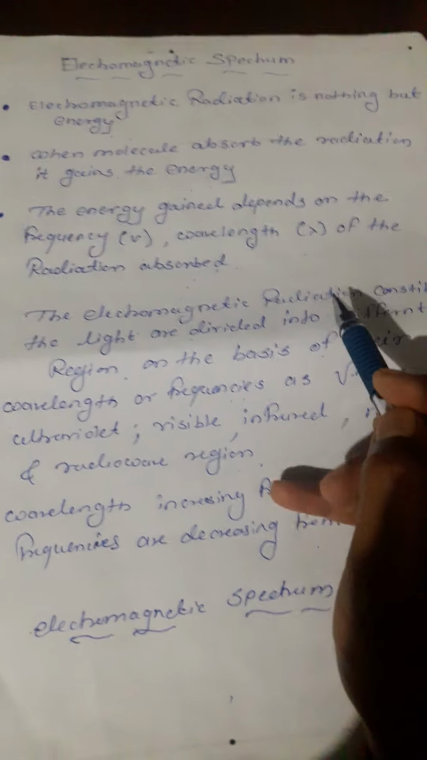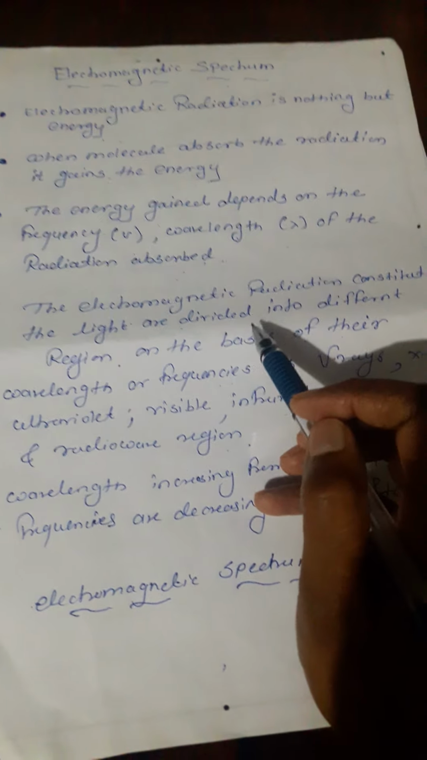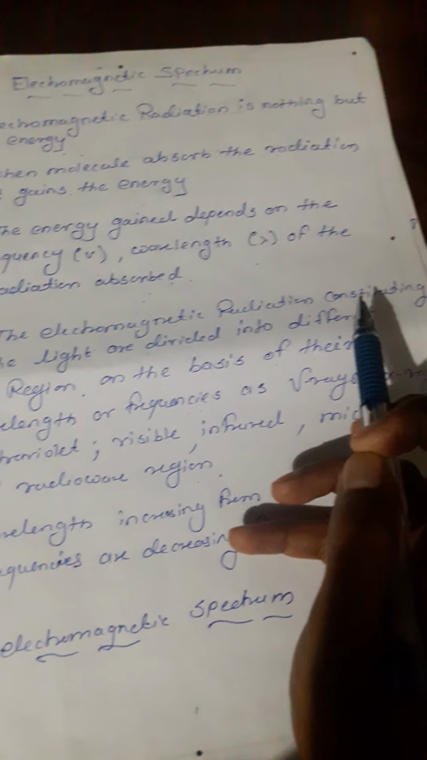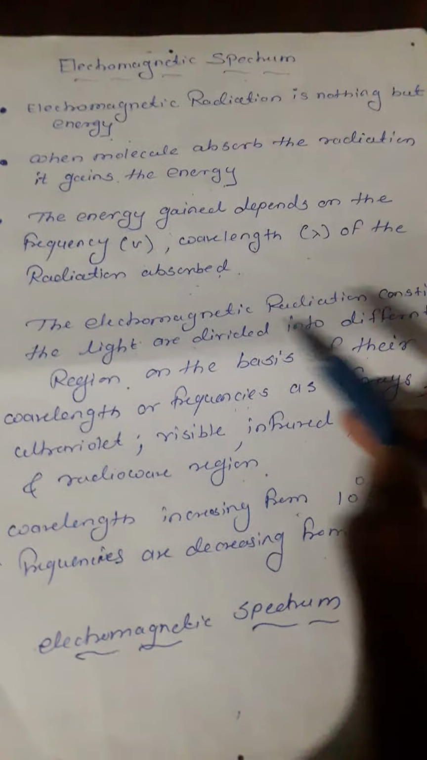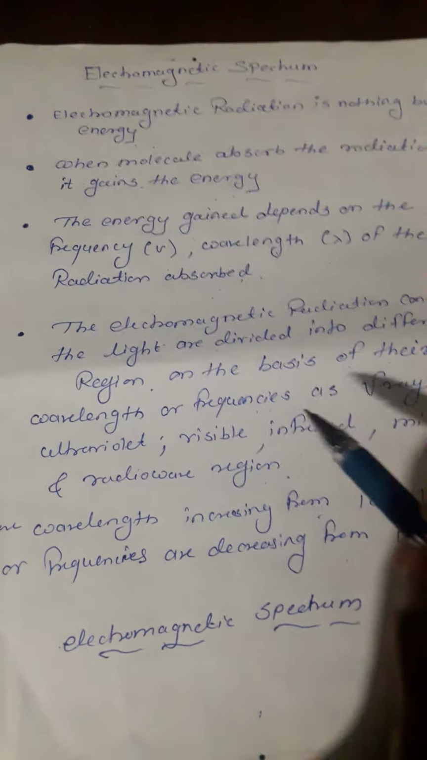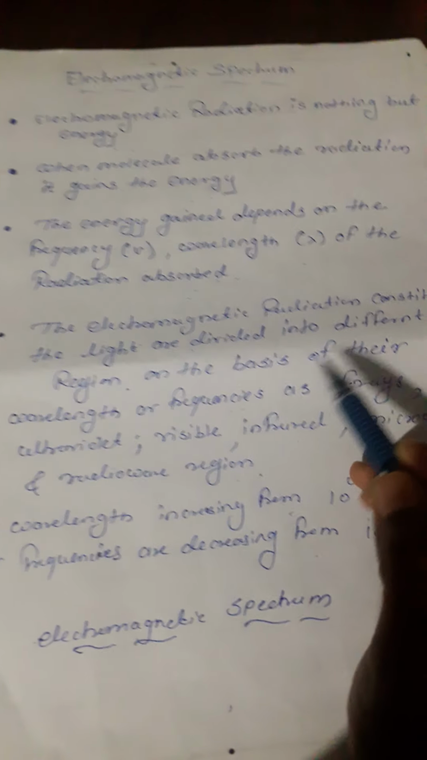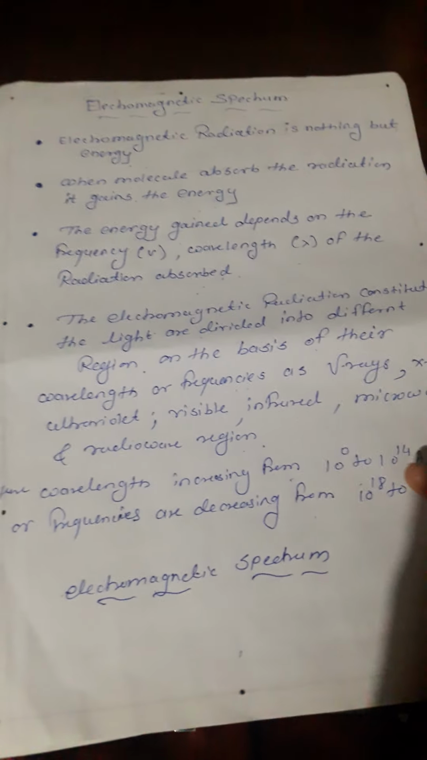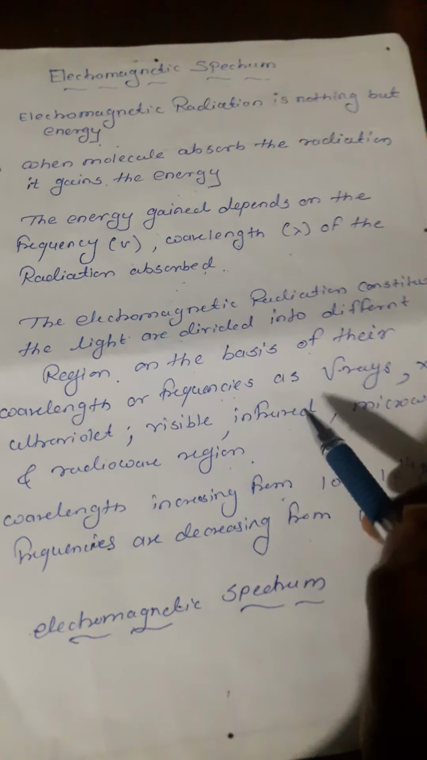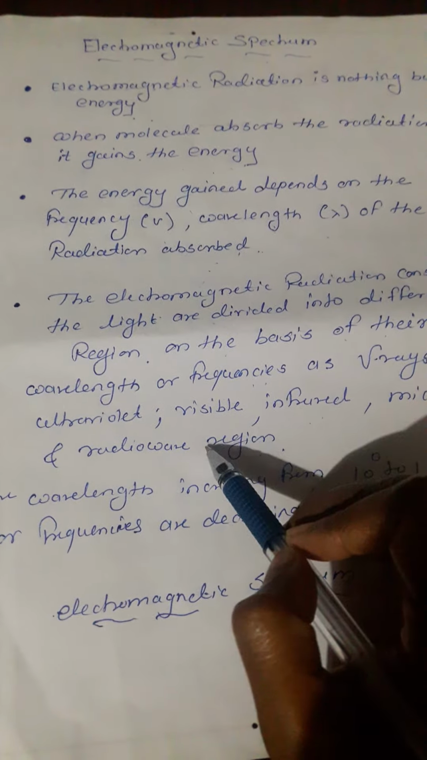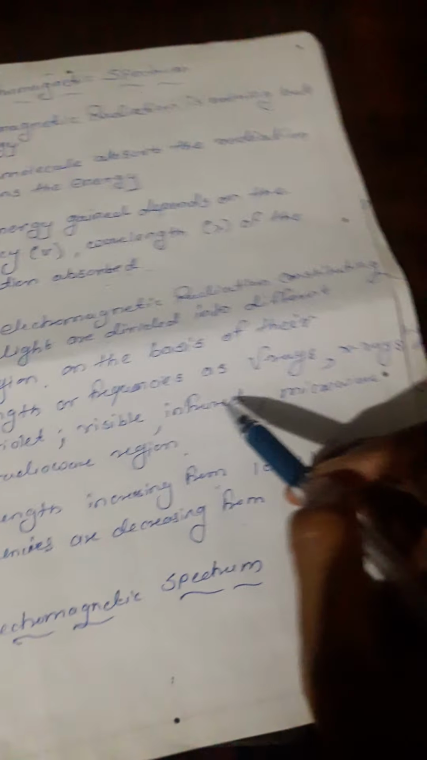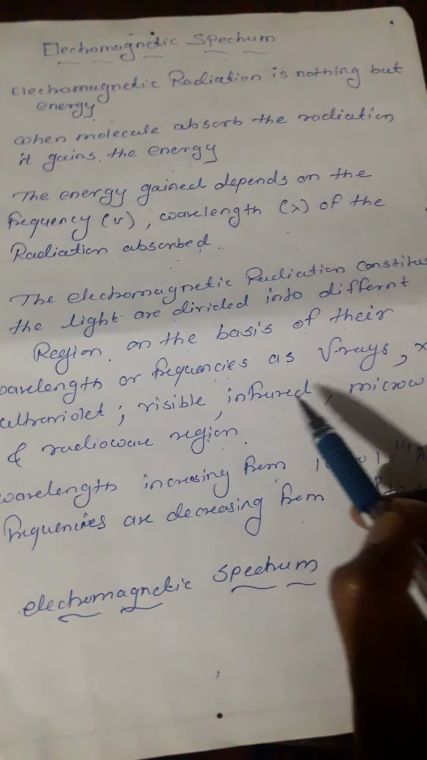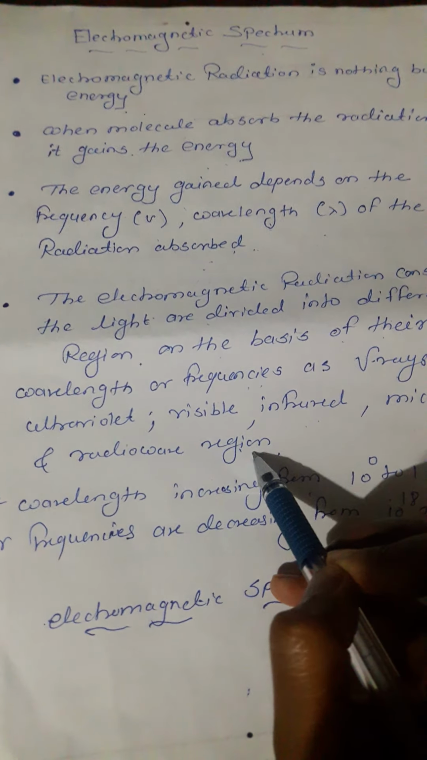The electromagnetic radiations constituting light are divided into different regions on the basis of their wavelength or frequency, as gamma rays, X-rays, ultraviolet, visible, infrared, microwave, and radio wave regions.